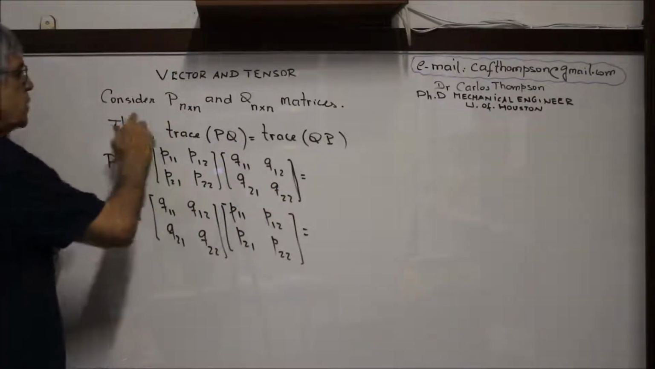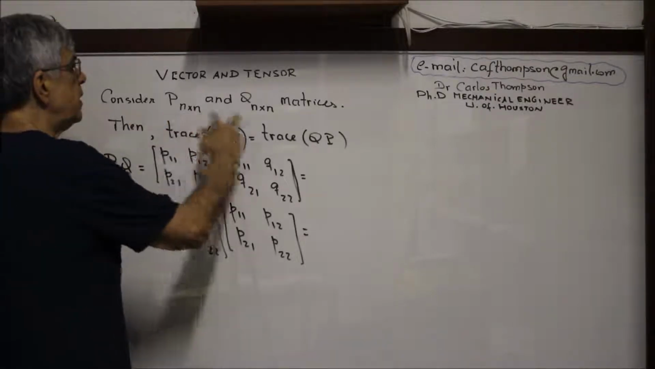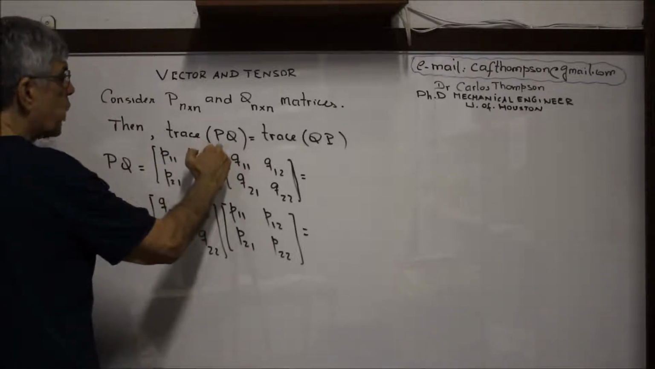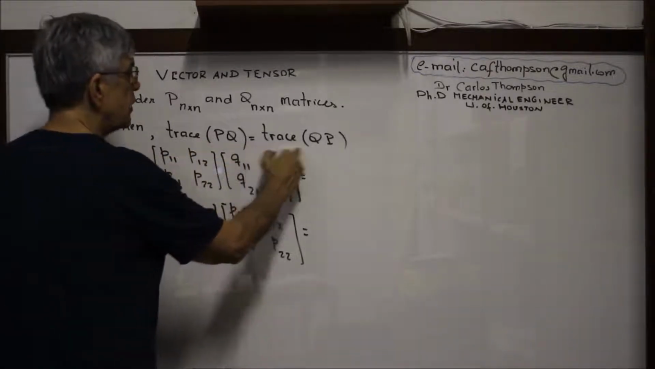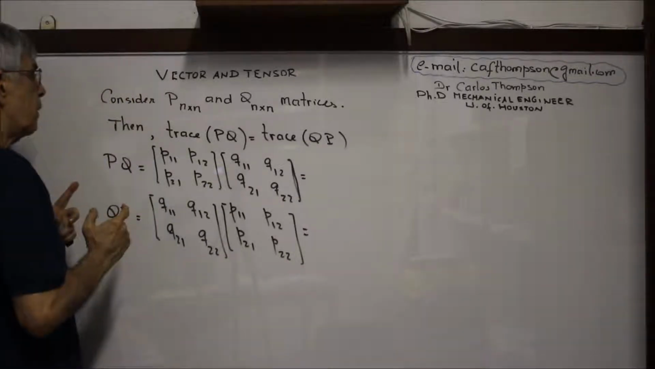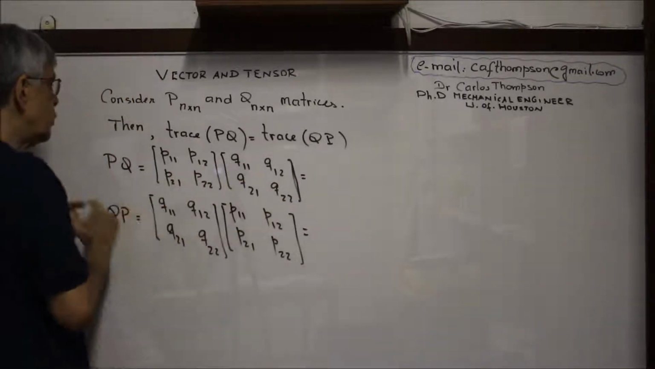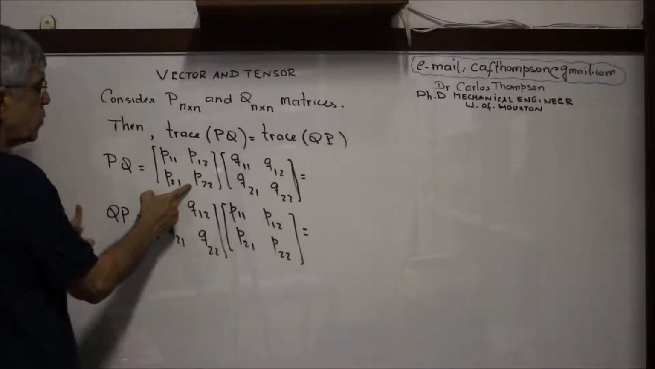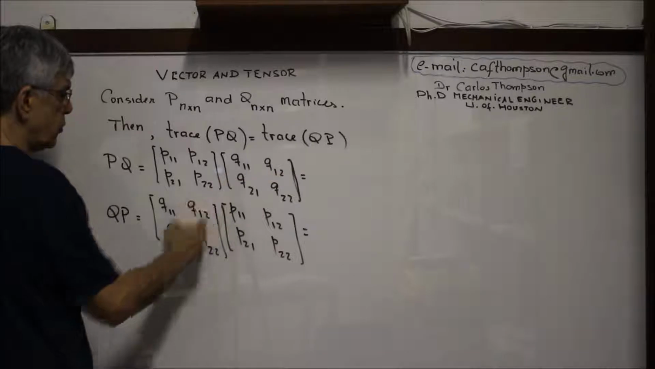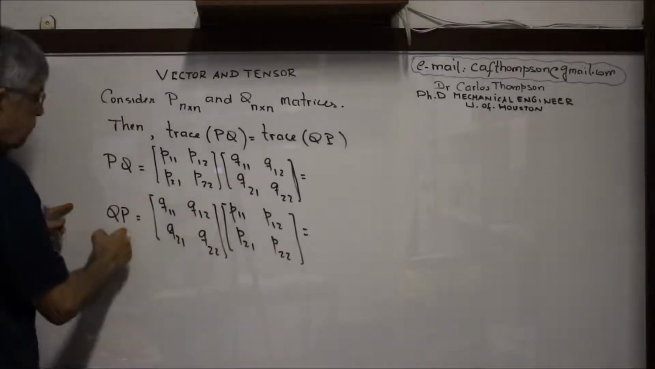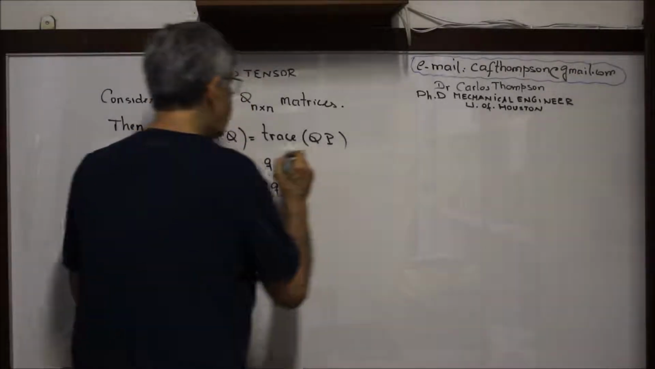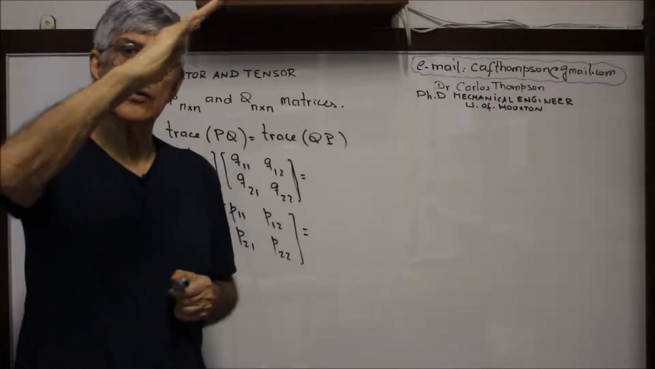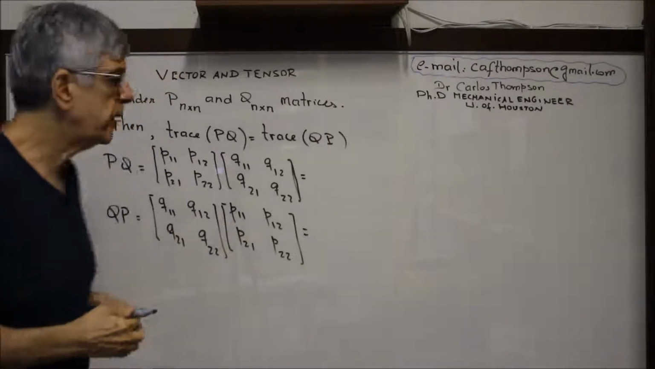Now, consider a square matrix P and a square matrix Q, then the trace of the product PQ is equal to the trace of QP. Now, let's show this using a very simple example. So let's take P a square matrix 2 by 2 and Q 2 by 2. And this is PQ, this is QP. So the trace is the sum of the main diagonal elements, okay?